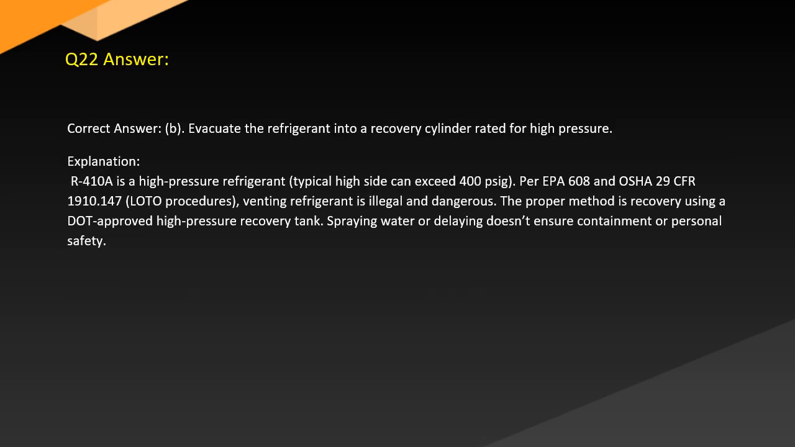Answer. Correct answer: B. Evacuate the refrigerant into a recovery cylinder rated for high pressure. Explanation. R-410A is a high pressure refrigerant. Typical high side can exceed 400 psig. Per EPA 608 and OSHA 29 CFR 1910.147, LOTO procedures. Venting refrigerant is illegal and dangerous. The proper method is recovery using a DOT-approved high-pressure tank. Spraying water or delaying doesn't ensure containment or personal safety.